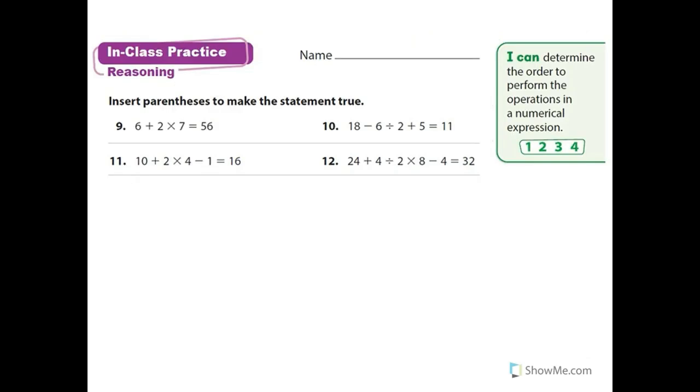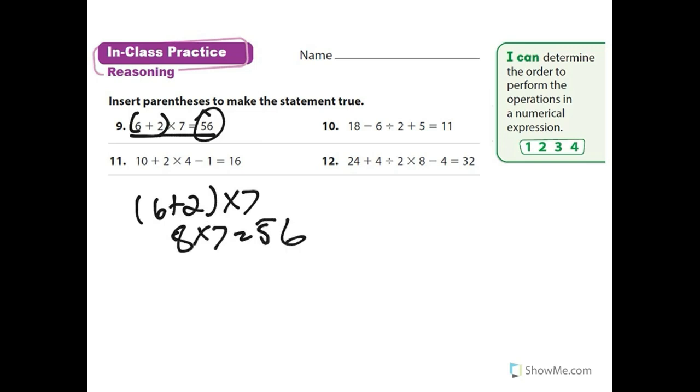So we got to put a parentheses in this expression to make it worth 56. Here's what I do. I just try the first one first, right? The first numbers first. So if I did 6 plus 2 times 7, 8 times 7 is 56. Boom. So that goes right there. That's what makes it true. Right? Because if we put 2 times 7 first, 2 times 7 is 14, 14 plus 6 is 20. It wouldn't be 56. All right?